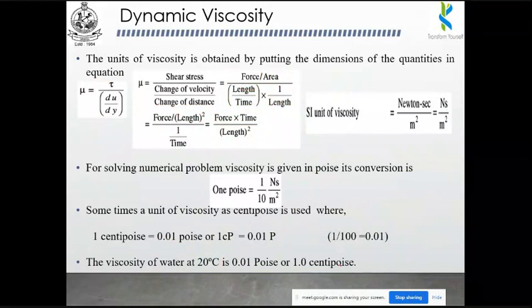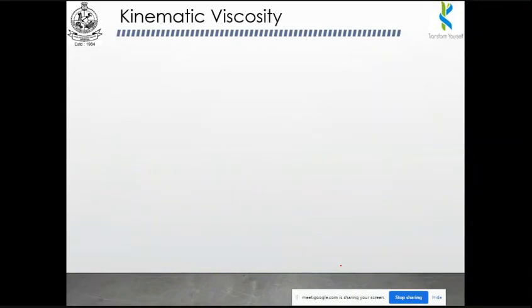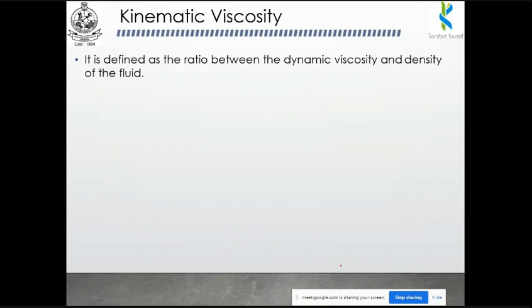So my next heading is kinematic viscosity. I already told you that mu is a dynamic viscosity, or else we can call it the coefficient of viscosity, or else absolute viscosity. But kinematic viscosity is totally different. The symbol for kinematic viscosity is V. Okay, and it is defined as the ratio between dynamic viscosity and the density. So the formula is dynamic viscosity divided by density.